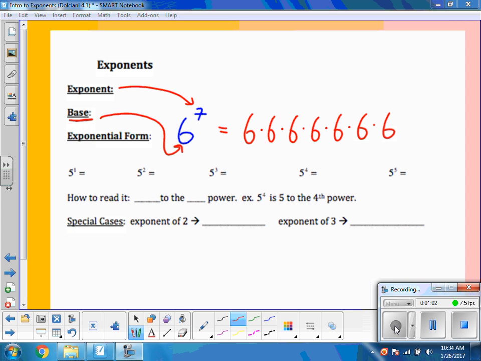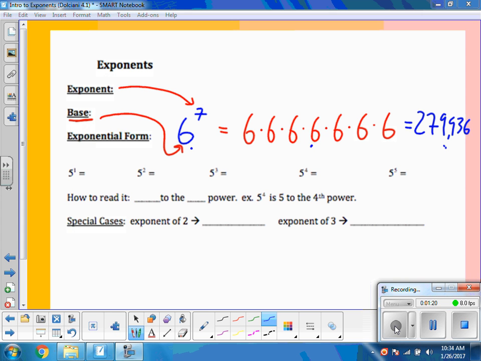All right, I just grabbed a calculator so I could find 6 to the 7th power. 6 to the 7th power is 279,936, which is in standard notation. So standard notation, expanded notation, exponential notation.